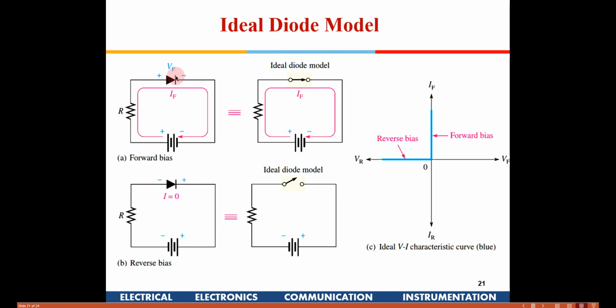This is the symbol of the diode. If you see this arrow given like this here, it means the current will flow in this direction. So this is the anode and this is the cathode. As long as this diode is forward biased, in an ideal diode you can assume it will be a short circuit and the current will be V divided by R.